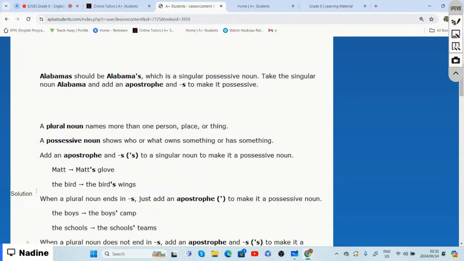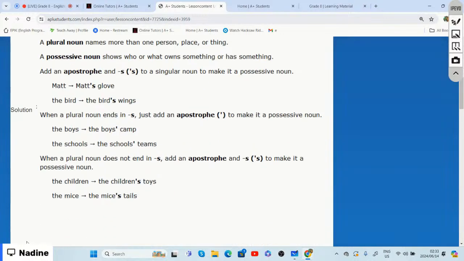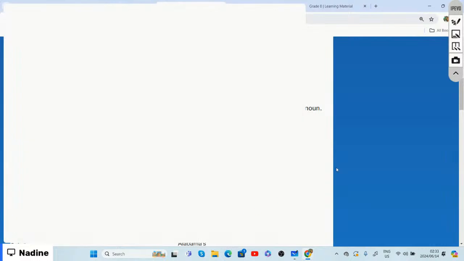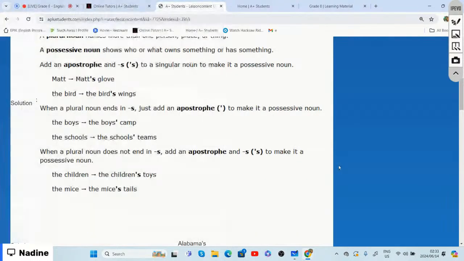But when a plural noun ends in S, we just add an apostrophe only at the end of that word, and that is to make the possessive noun. And then when a plural noun does not end in S, then we add an apostrophe and S to make it a possessive noun.